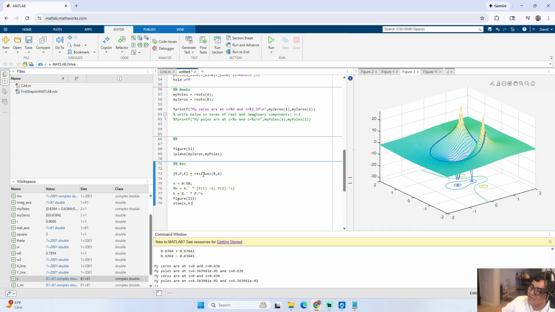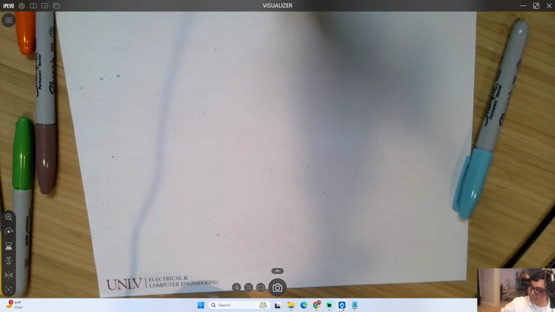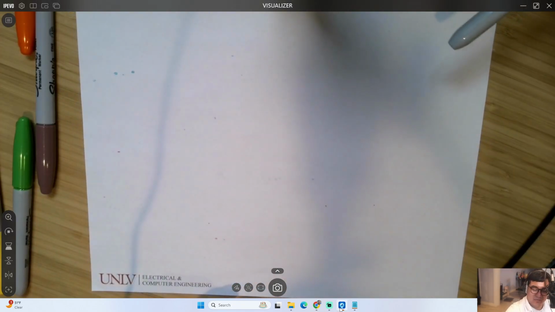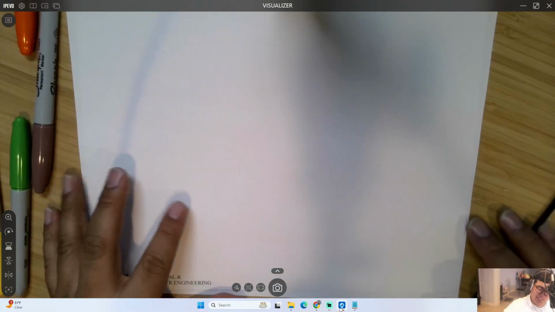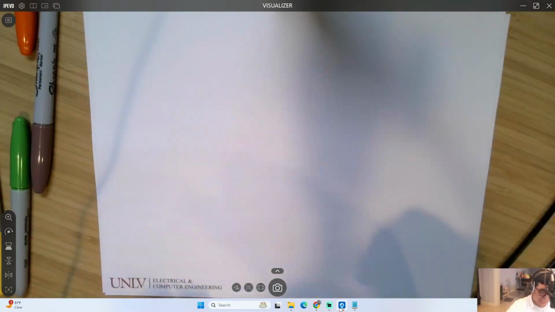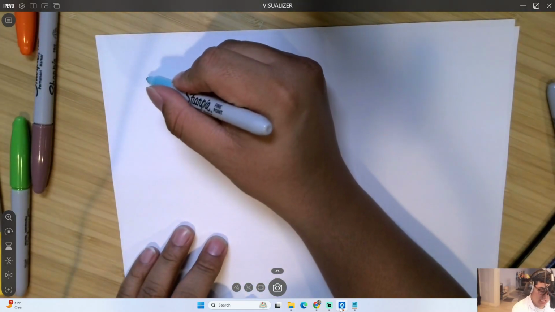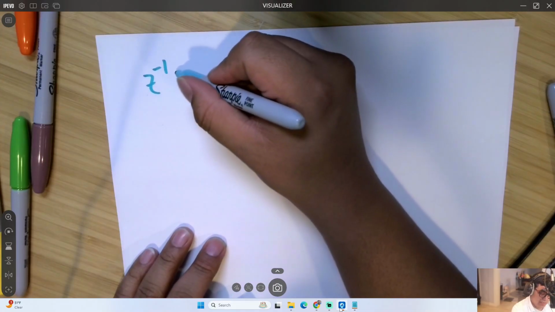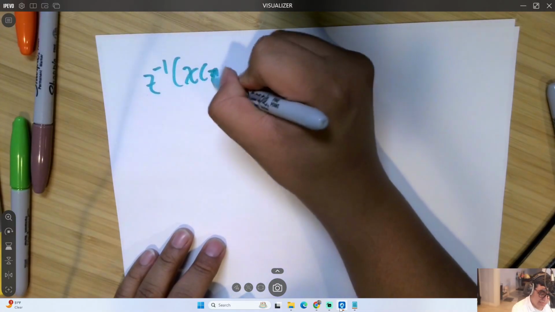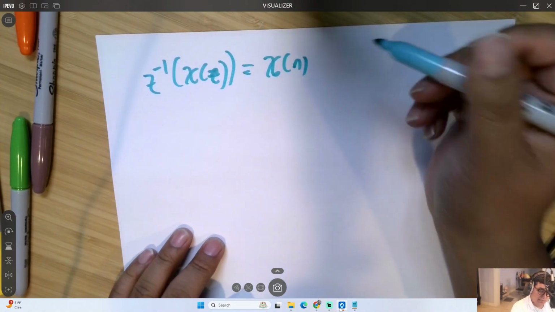Boom, residues. Residues is really nice because, remember the Laplace transform where you got partial fraction expansion? You're going to do it again. It's going to come bite you again. The inverse z transform, z to the -1 of X of z, is going to give you x of n.